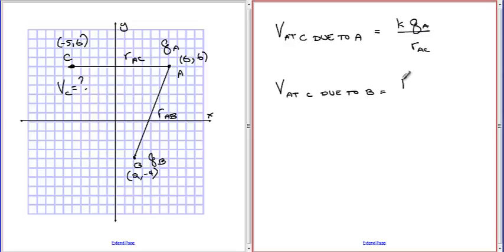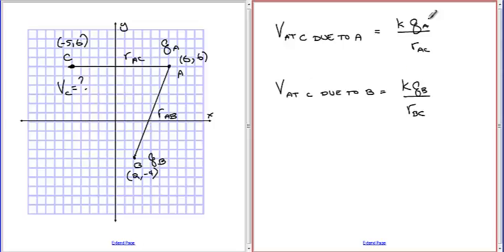And the same applies here. So it'll be K times Q sub B over R sub BC. We can figure these distances out from the Pythagorean theorem. We'll know this distance, we'll know that distance. So this squared plus that squared equals that squared.